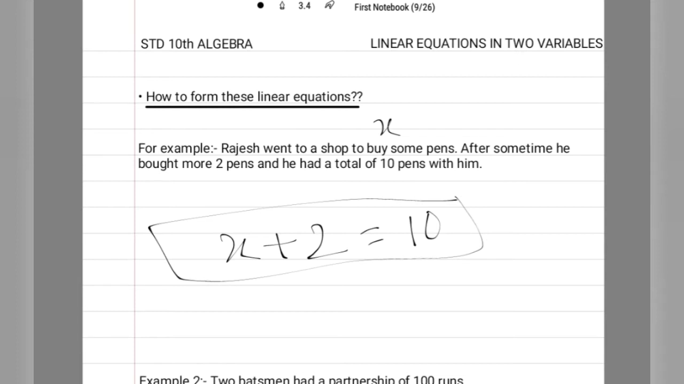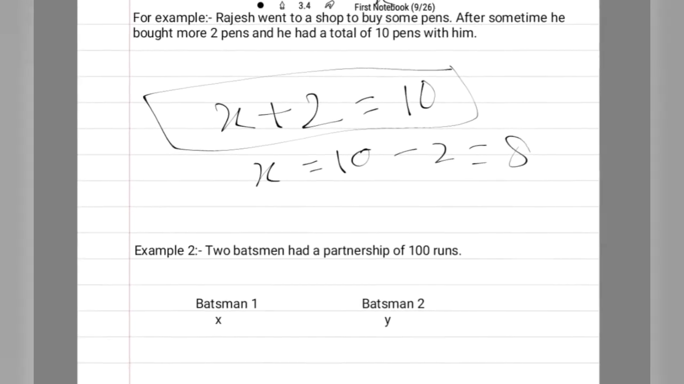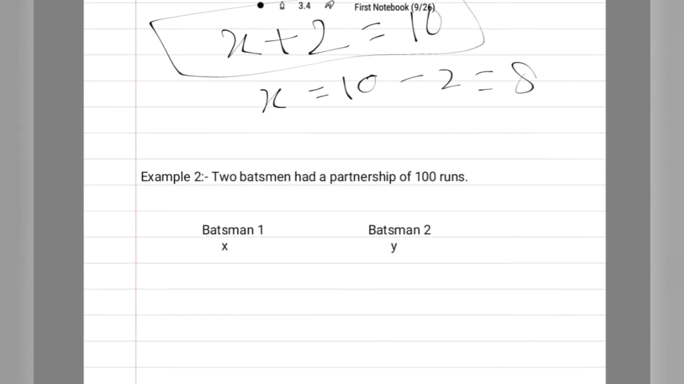So we can find the value of x here, right? So x is equal to 10 minus 2 is equal to 8. So this is how we form a linear equation by the given conditions.